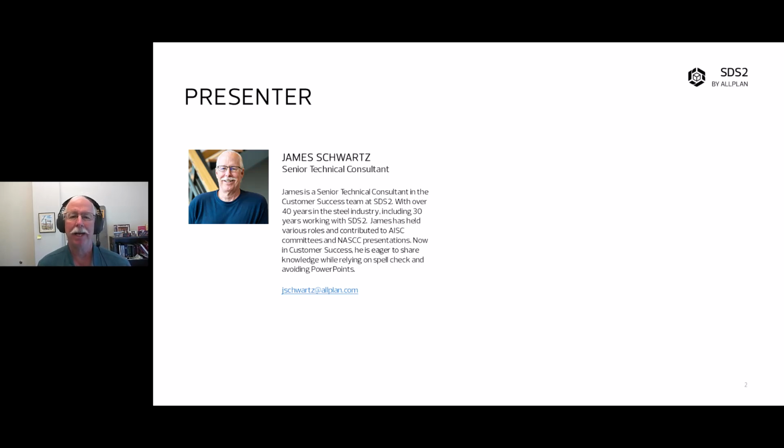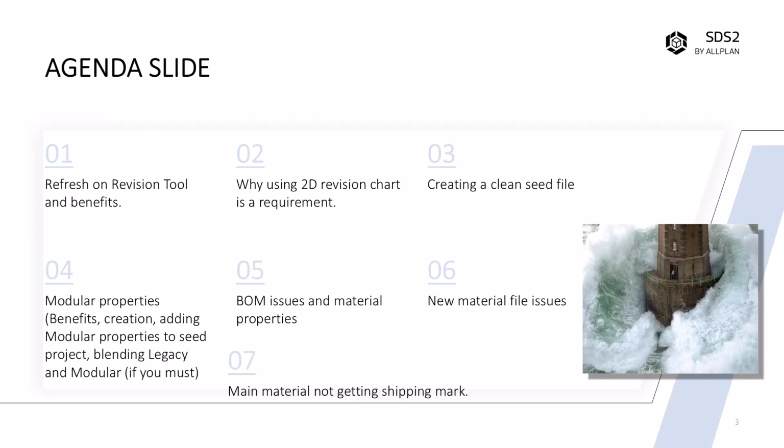Okay, don't have a lot of time, so let's dig into this. So what are we going to be covering? We're going to do a refresher on the revision tool and its benefits. Why using the 2D revision chart is an absolute requirement now. Creating a clean seed file, which is very important. We're going to take a surface look at modular properties, the benefits, creation, adding modular properties to seed projects, and if you must, blending legacy and modular properties.